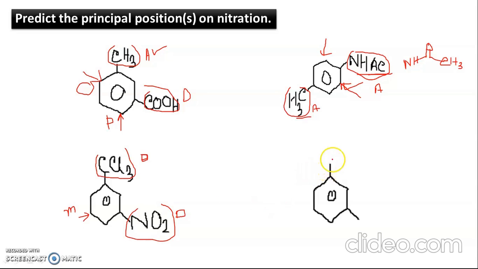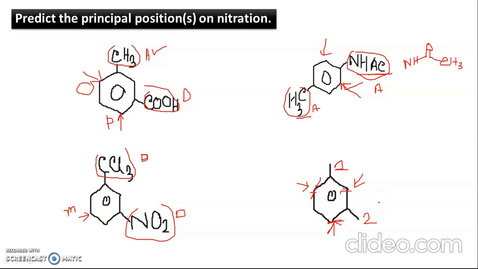Now the fourth compound, we have two methyl groups. Now if we consider the first methyl group, and suppose this is the second methyl group, these should be the positions, that is ortho and para. So these two are ortho with respect to 1, and this one is para with respect to 1, and these two positions are ortho with respect to 2, and this position is para with respect to 2.